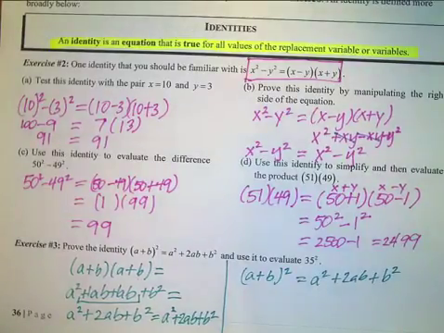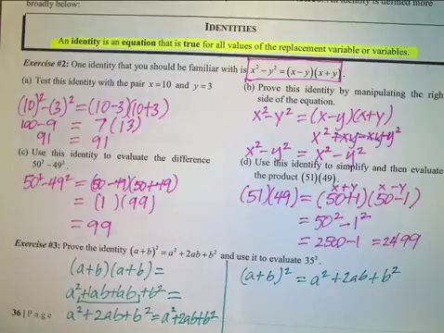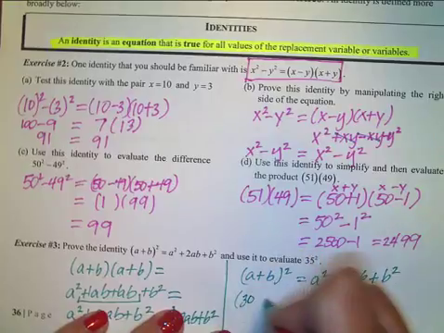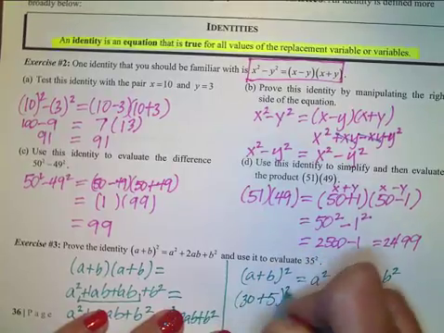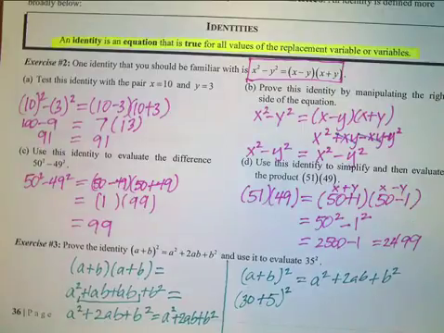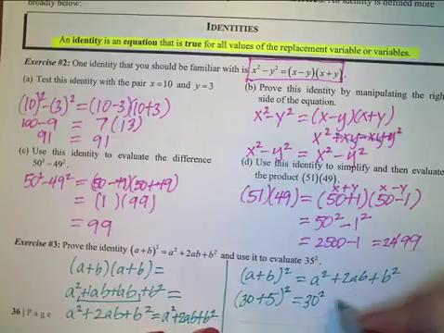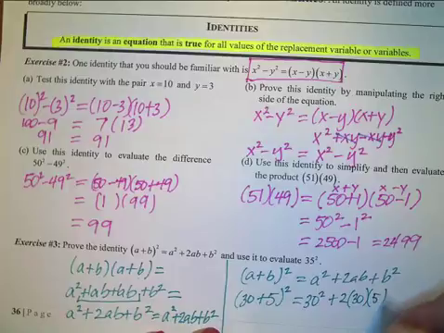So 35 is the sum of what two numbers that are maybe easy for us to do math in our head without a calculator on? Let's try 30 and 5. Could I use 20 and 15? Sure. Okay. So that means a is what? 30. So 30 squared plus 2 times 30. B is 5.